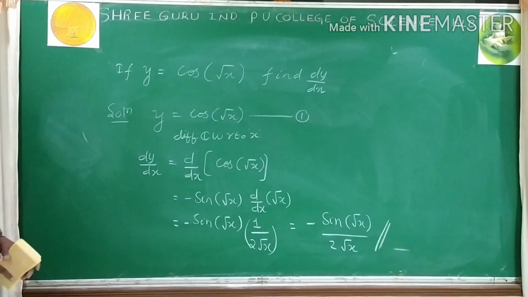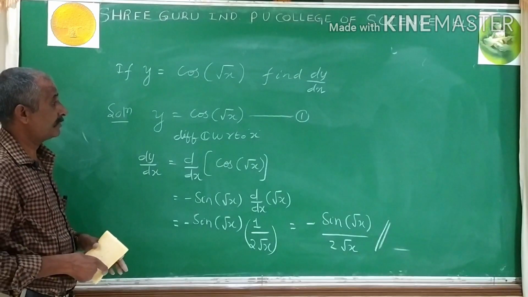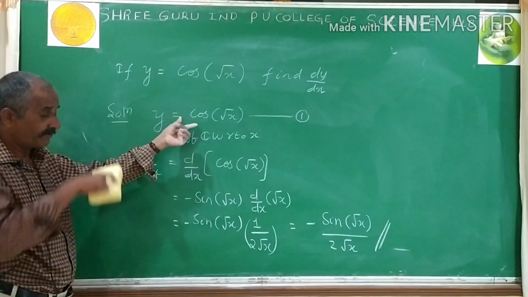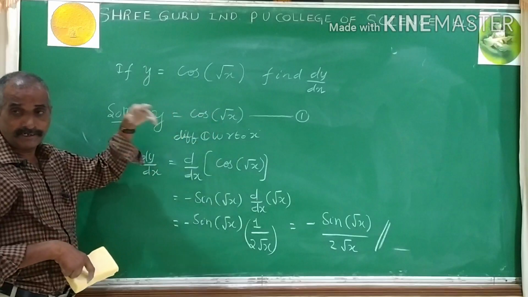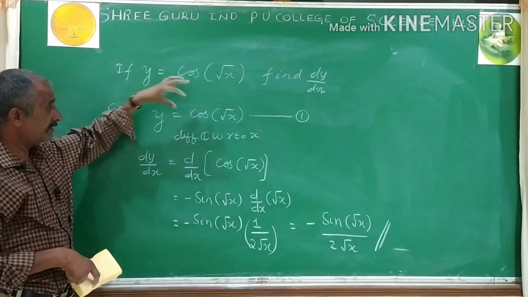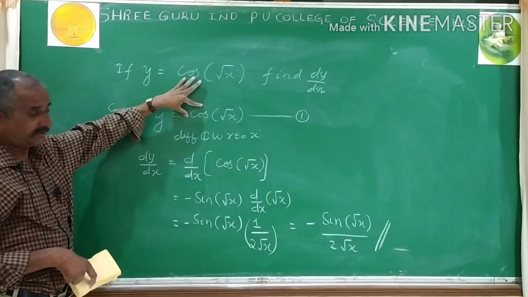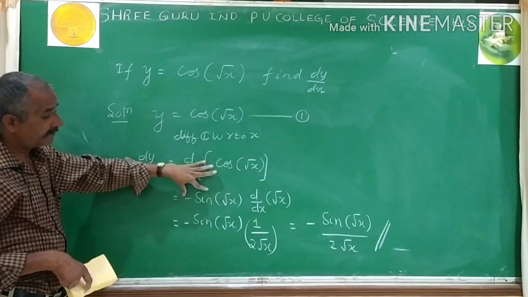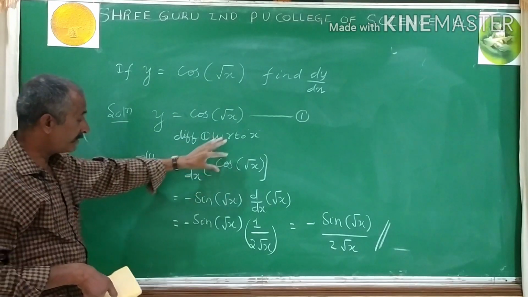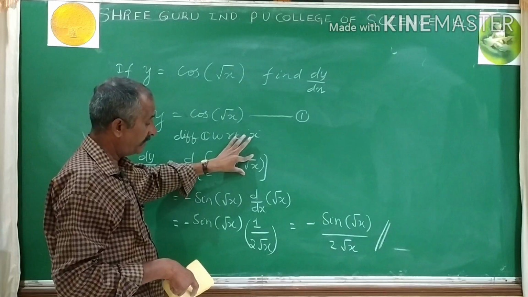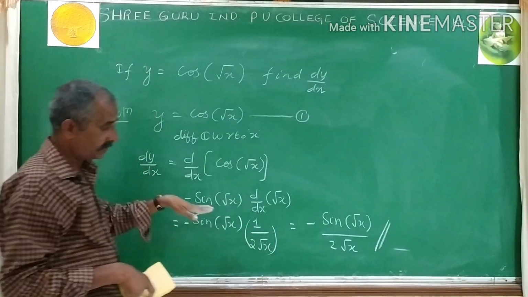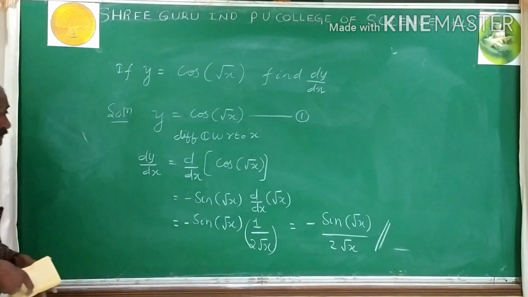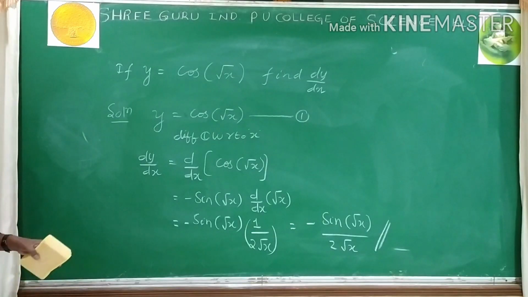So keep in mind, in composite function differentiation, you have to give importance to the first occurring function followed by the next function which is occurring. First coming function is cos, that's why the derivative is minus sine. Next coming function is square root, its derivative is 1 by 2 root of x. Total answer: minus sine root x whole divided by 2 root of x.